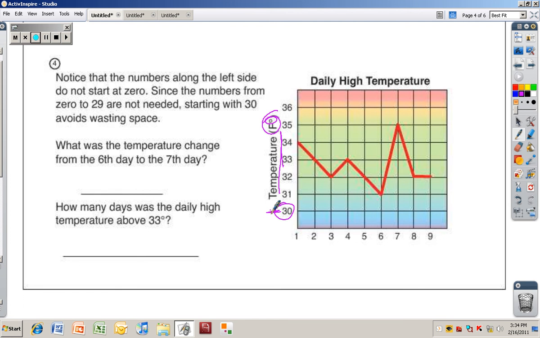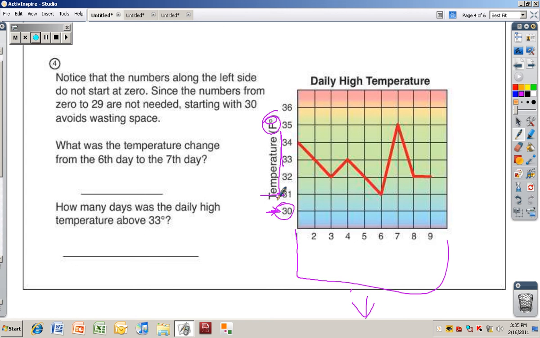Now, it says, okay, and so notice again that it starts at 30. We're not starting at 0 degrees, we're starting at 30 degrees there. Since the numbers from 0 to 29 are not needed, starting with 30 avoids wasting space. So what they're saying is, instead of drawing this graph that goes way down here and has all these spots where they're not even going to plot the temperature because the temperature never got that low, they just start the graph at 30. You can see the lowest temperature was actually 31. So 30 is kind of a nice place to start.